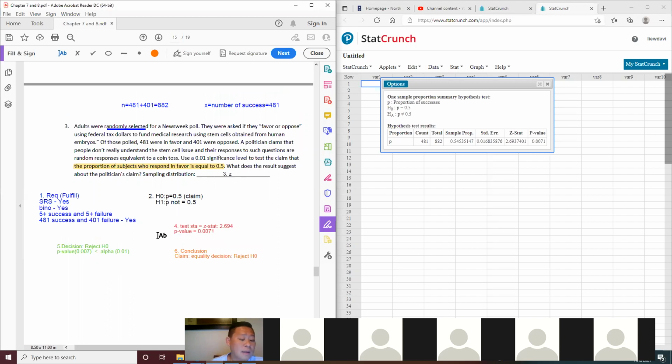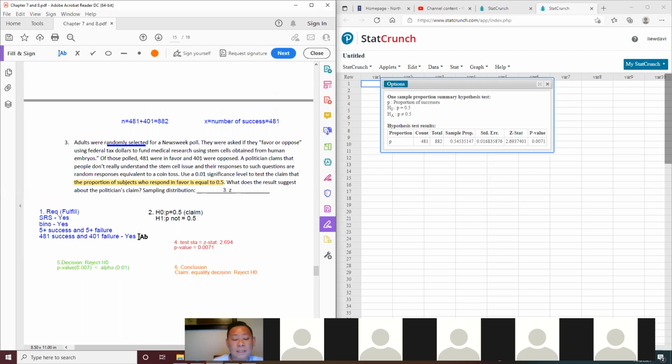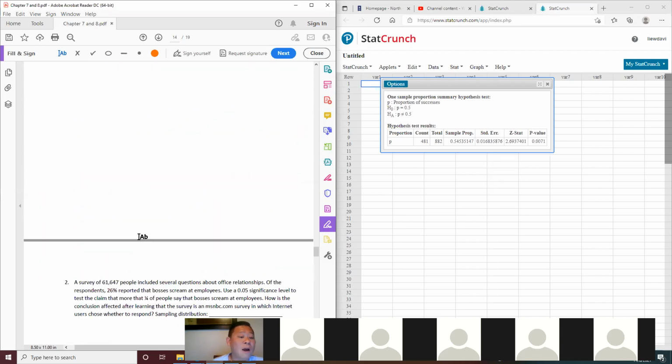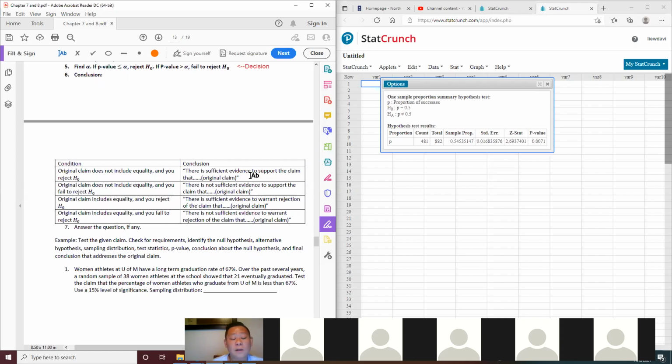So can you tell me, since your claim has equality and your decision is to reject your null hypothesis, this is the table we are using here. Which one are we picking here? Number 1, 2, 3, 4. It's the third one. Make sure you know which one to pick. The original claim includes equality and you reject H0. So you will take the third conclusion.